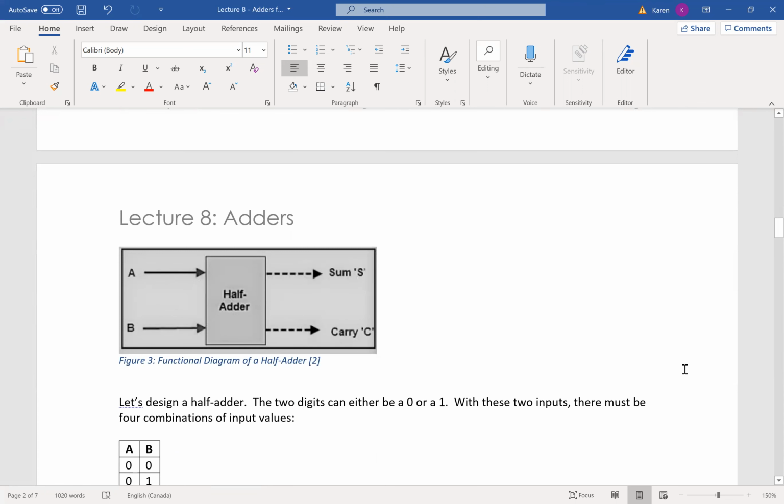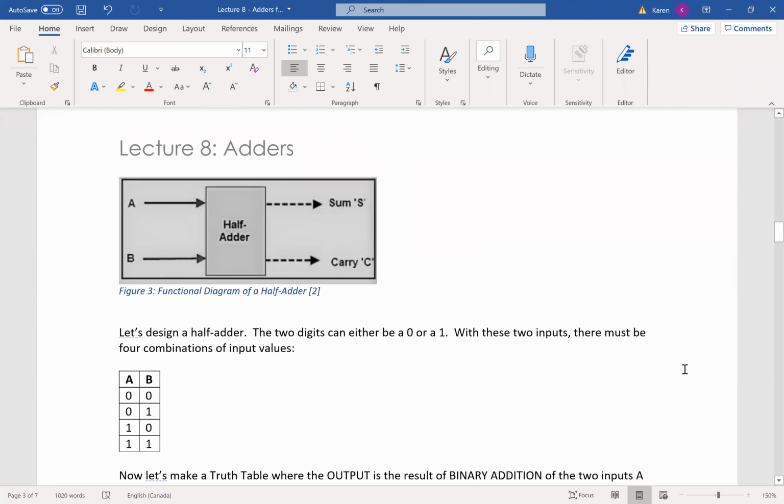So here we go. Here's a picture of what a half adder is. Right now it's just shown as a box, and the inputs are A and B. A can be a 1 or a 0. B can be a 1 or a 0. The outputs are S and C, sum and carry. Or some people call it sum and count, but S and C are the outputs. So these are inputs, these are outputs. Let's explore what is in here.